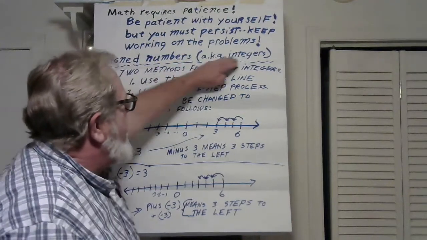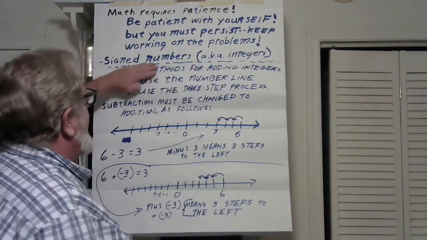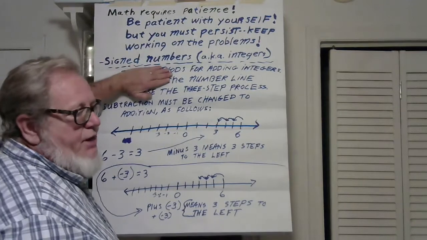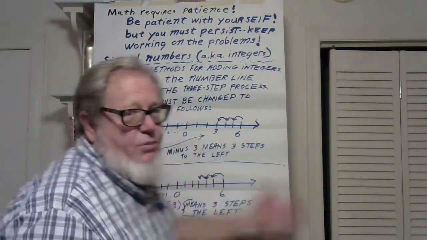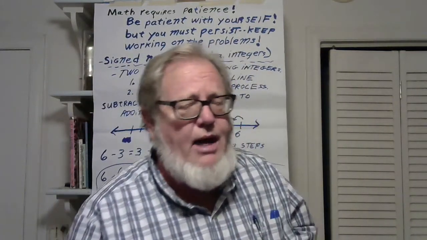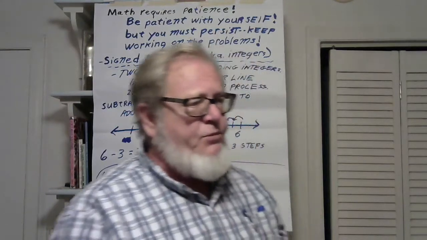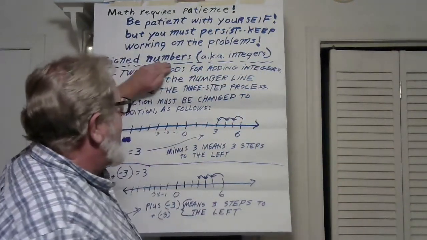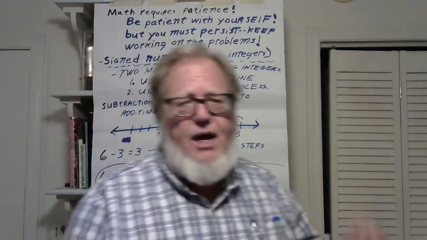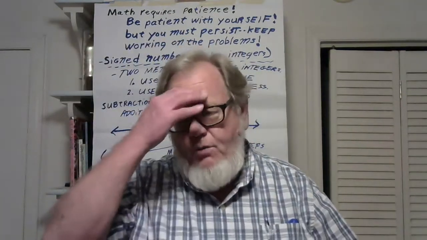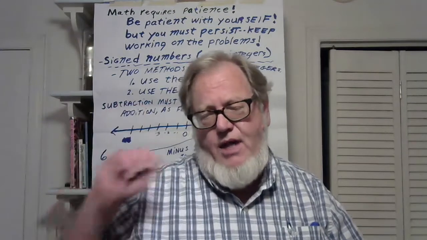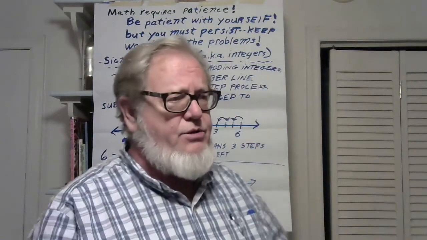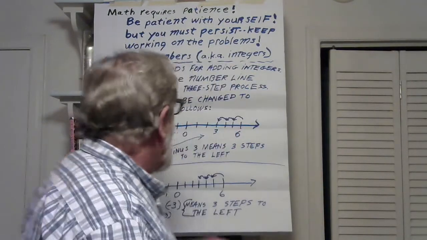Sign numbers, we also call them integers. That just means the positive and negative numbers. Now, you've been working with positive numbers your whole life. 5 and 5 is 10. They're positive numbers. So when we say sign numbers, we just start putting the sign on the negative ones. We don't usually put a plus sign on the positive. We assume it's positive. Okay.